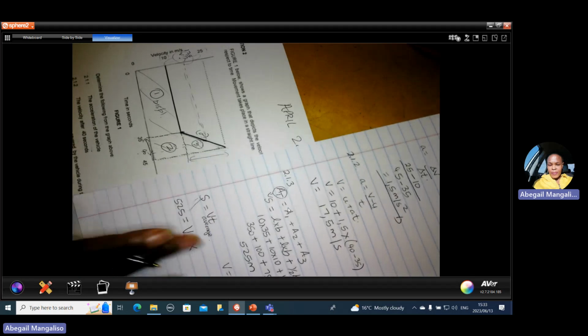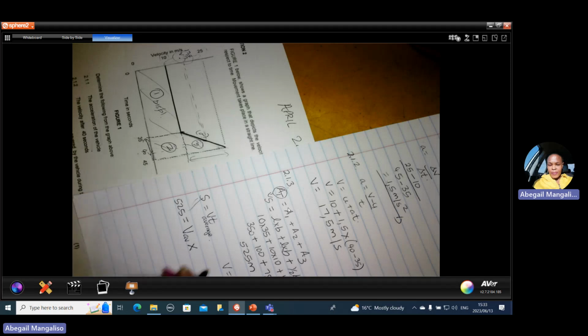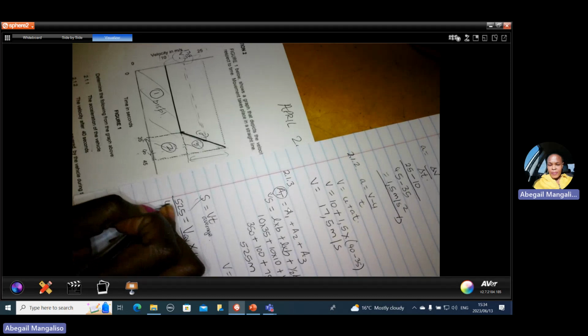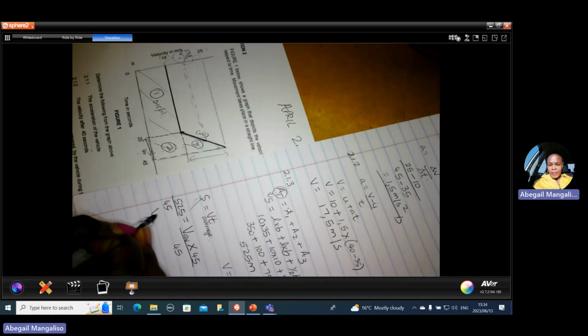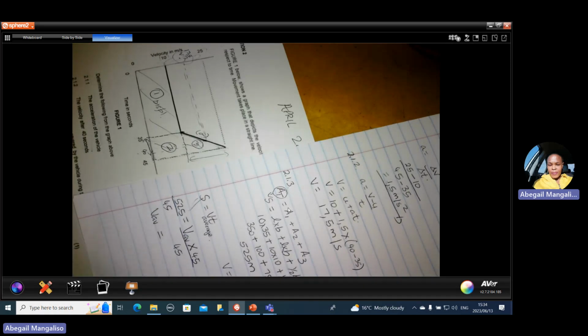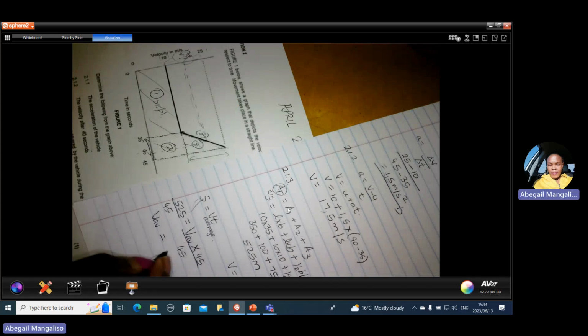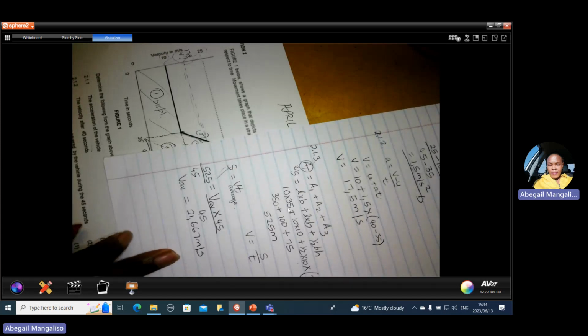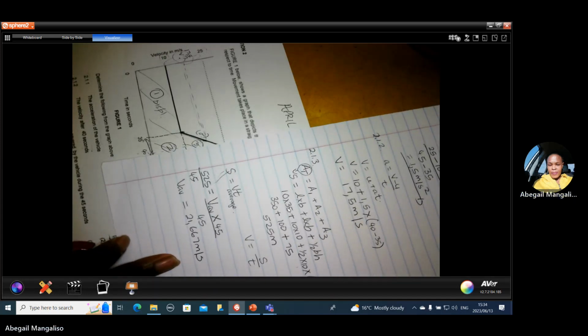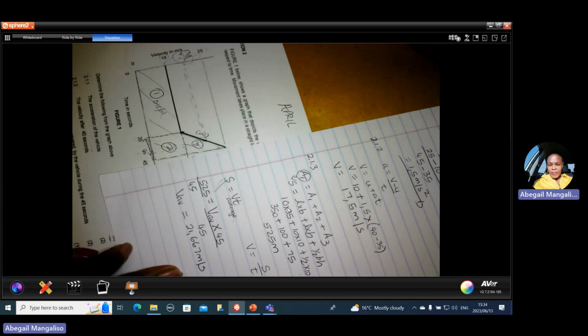Then multiply, this vehicle took 45 seconds. You multiply by 45, you divide both sides by 45, and you get your answer of the average velocity as 525 divided by 45 is 11.667 meters per second. And that is how you solve it.